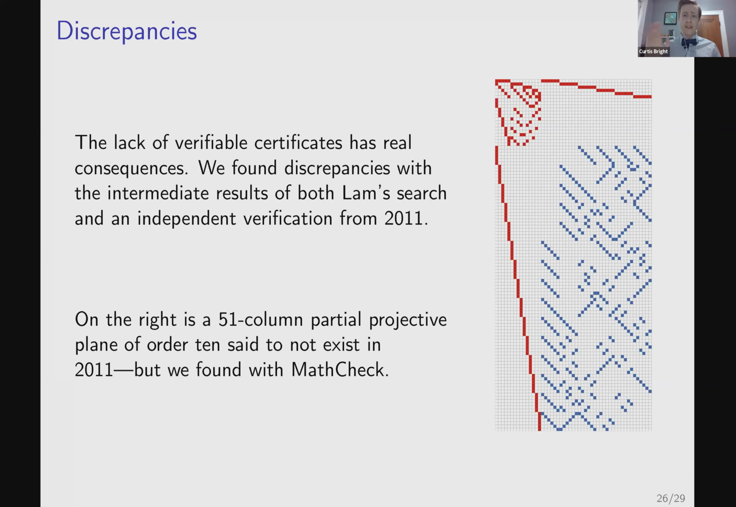But the independent verification was predicated on the fact that this plane didn't exist. This is what they asserted in their verification, and it turns out it does exist. So if this partial matrix had been extended to a full projective plane, it would have been missed by the previous search. So this just goes to show you this is actually quite important to get those certifiable results.